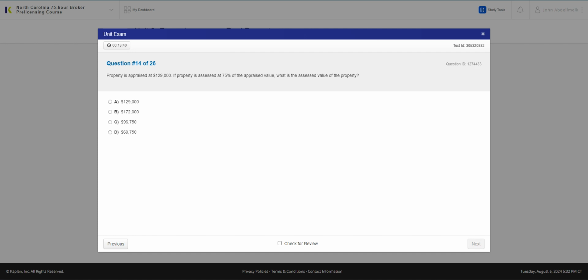The next one here is going to be, property appraised at 129,000, and if it's assessed at 75% of the appraised value, that would mean you take 129,000, multiply that by 0.75, you get 96,750.